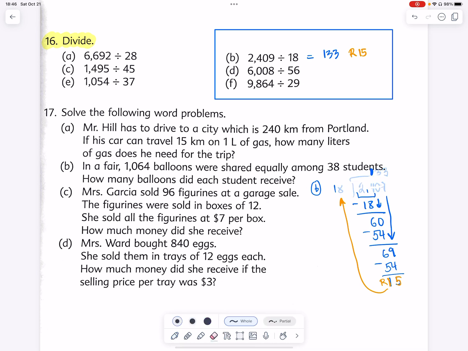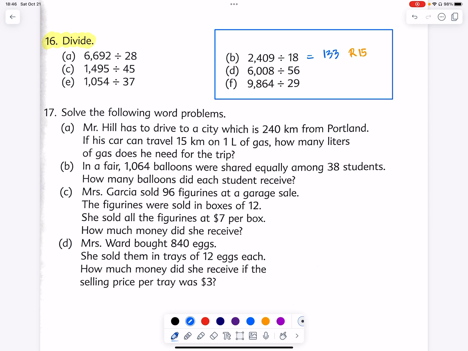Friends, I have to erase this beautiful work because I'm running out of white space. I can, of course, add scratch paper, but then I would have to go back and forth. So, example D. And watch how I copy.